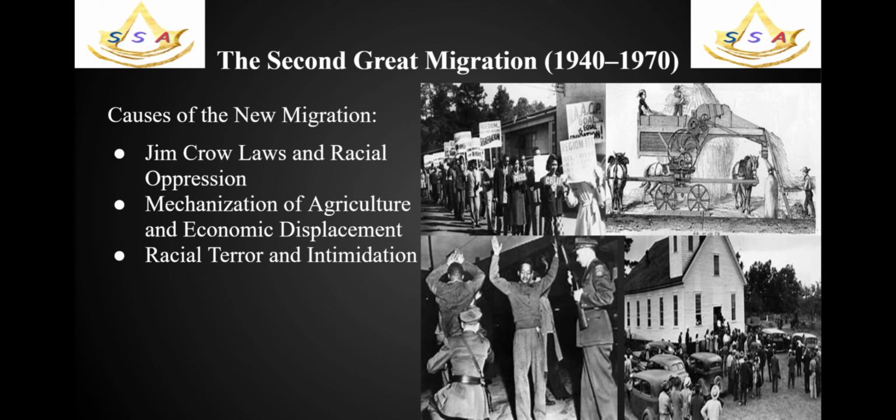And you also had mechanization of agriculture and economic displacement. By the 1940s, the mechanization of southern agriculture drastically reduced the demand for manual labor. Sharecropping and tenant farming, which had sustained many black families, became less viable as tractors, mechanical cotton pickers, and combines replaced human labor. This technological shift displaced thousands of black agricultural workers, leaving them with few employment options in the rural South.